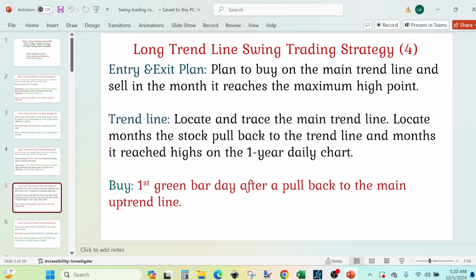And the buy at the first green bar day after a pullback to the main trend line will be the difference between the long-term trend line and the short-term trend line entry strategy.